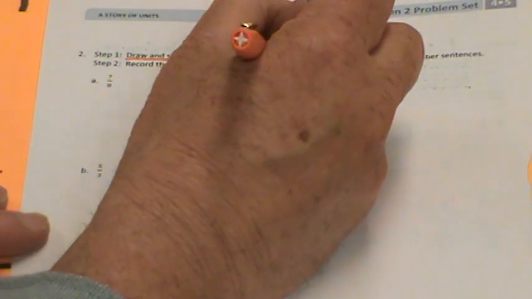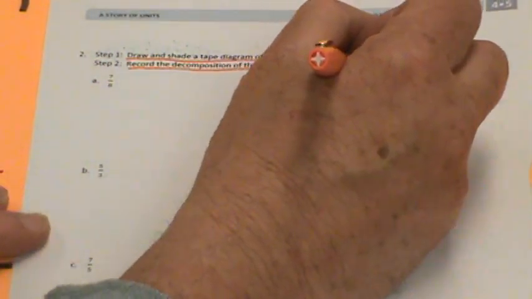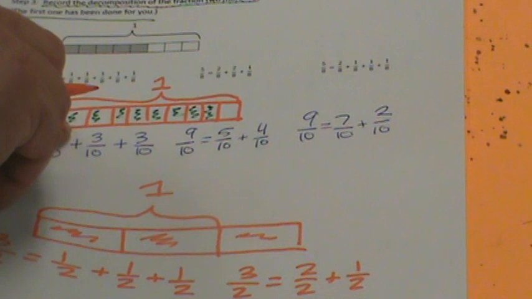Alrighty, what they're asking us to do here is step 1. Draw and shade a tape diagram of the given fraction. Record the decomposition of the fraction in 3 different ways using number sentences. Oh boy, we're using some more number sentences. Here we go. We're going to start off with 7/8.